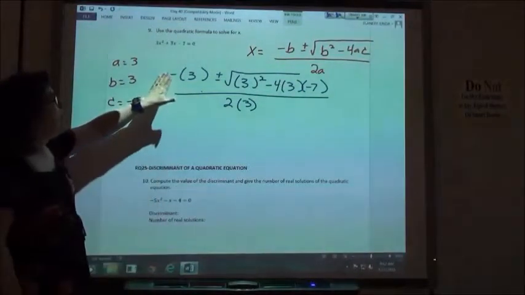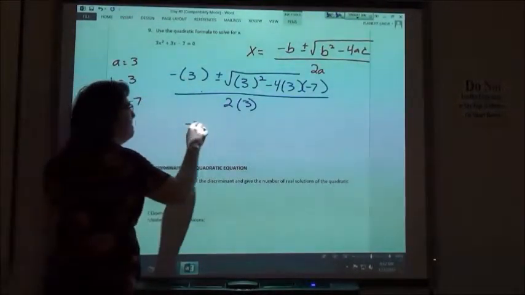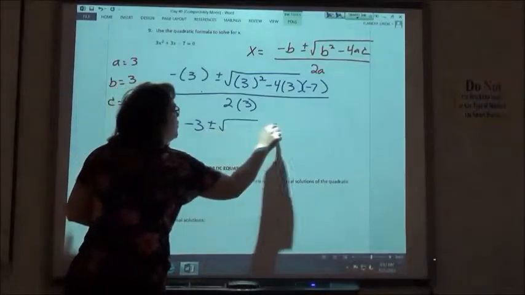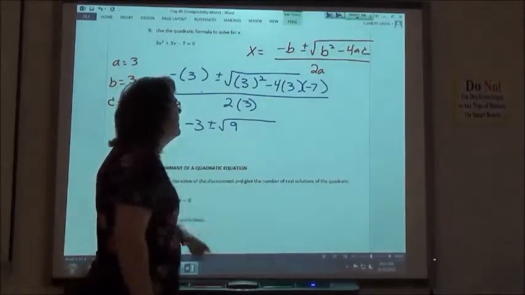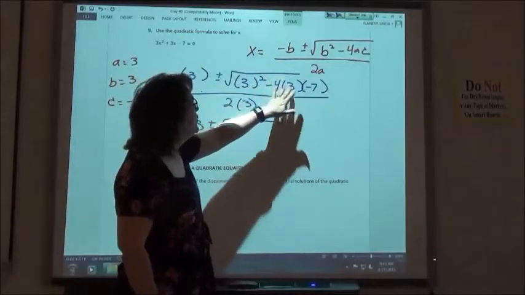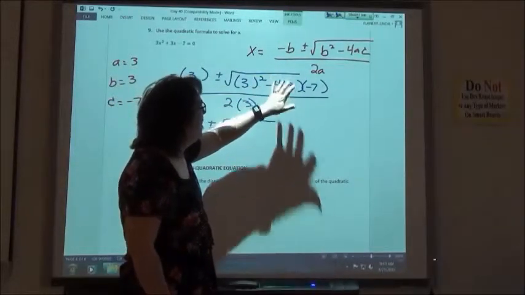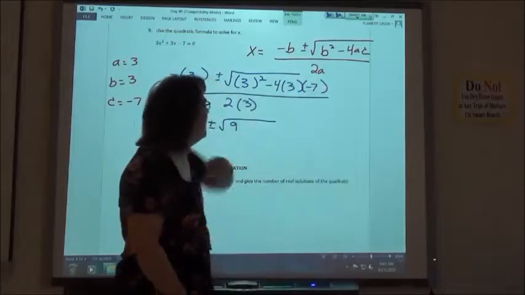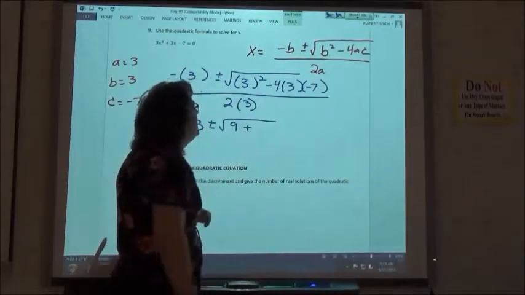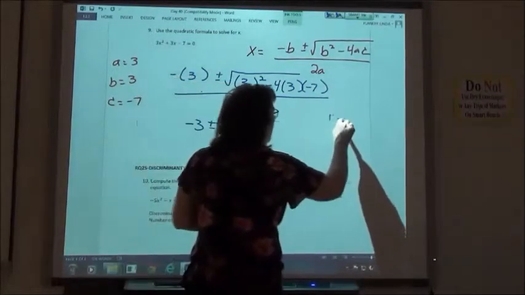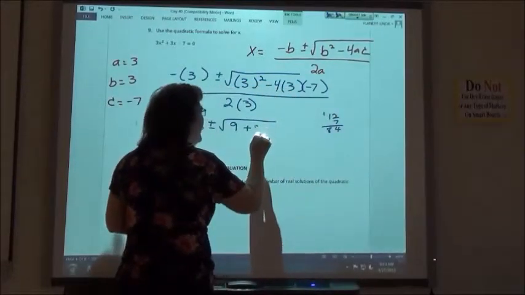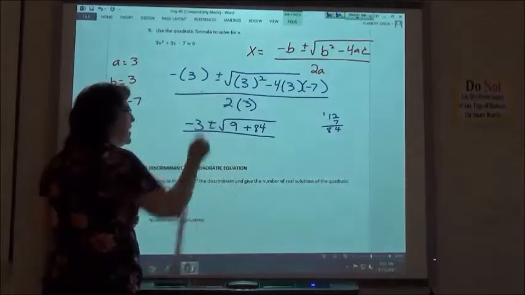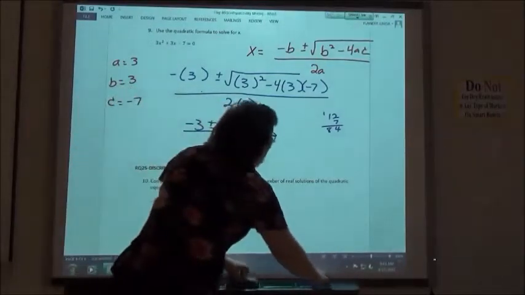So simplifying, here we get minus 3 plus or minus the square root. 3 squared, 3 times 3 is 9. Negative 4 times 3 would be negative 12. A negative 12 times a negative 7. Negative times a negative is a positive. 12 times 7. 84. Over 2 times 3, 6.